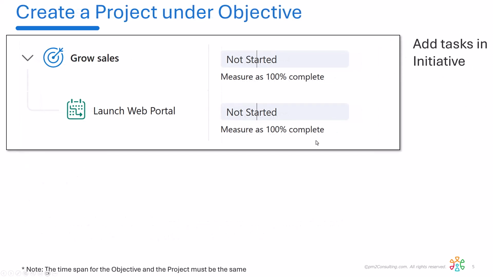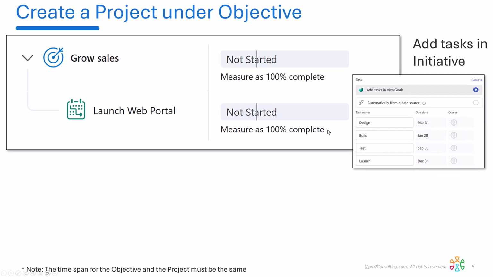Next option is what we're going to do is the same thing, but we're now going to add tasks within this initiative. So for example, let's say in the first quarter, we plan on designing it, building it second quarter, testing it third quarter, launching it fourth quarter. So we have a little bit more detail. What does that mean? The advantage is, again, we have the detail.